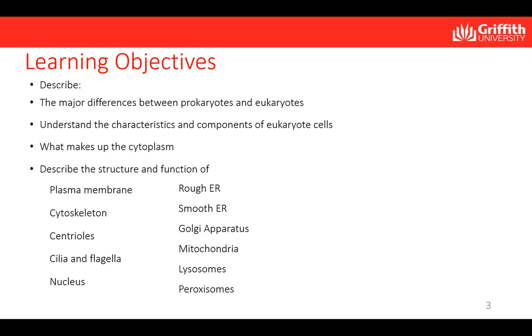The learning objectives for Topic 1.1 are to describe the major differences between prokaryotes and eukaryotes, the characteristics and components of the eukaryotic cell, and what makes up the cytoplasm. By the end of this video, you should be able to describe the structure and function of all the important components of a eukaryotic cell. For the best outcome, it is advised that you complete your workbook questions during the course of this video by pausing, or soon after finishing the module.